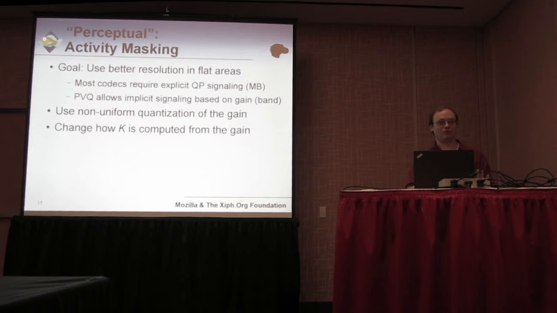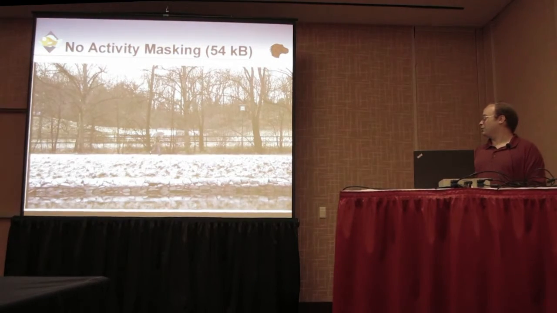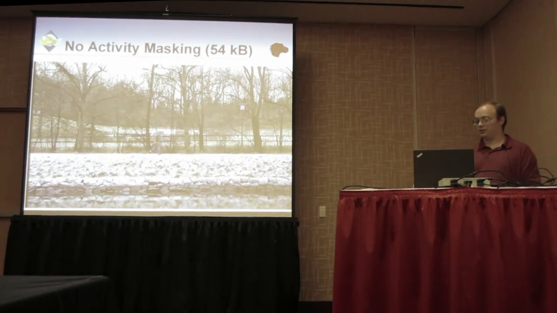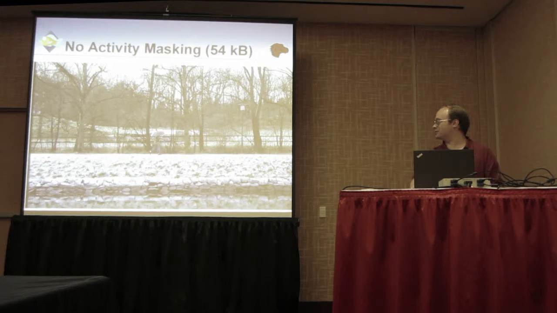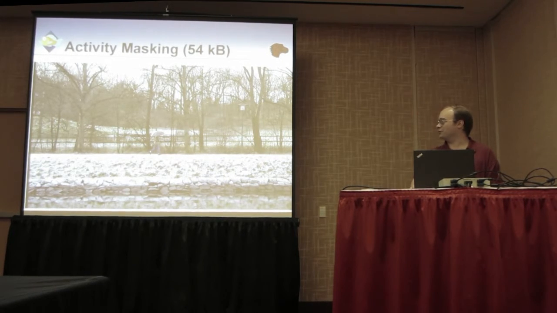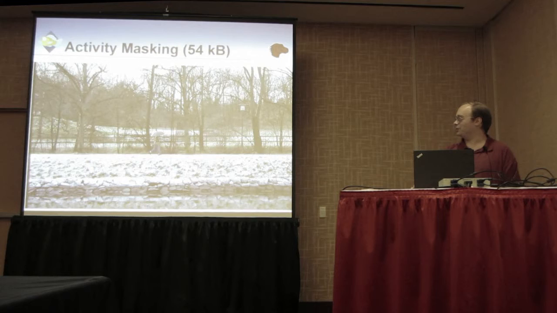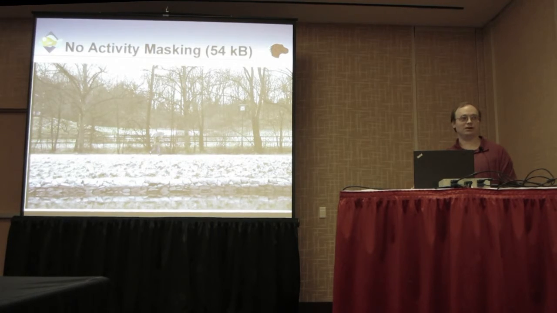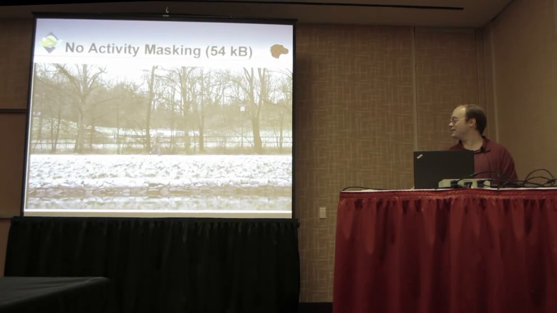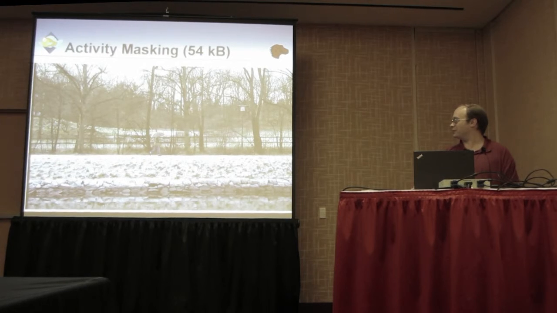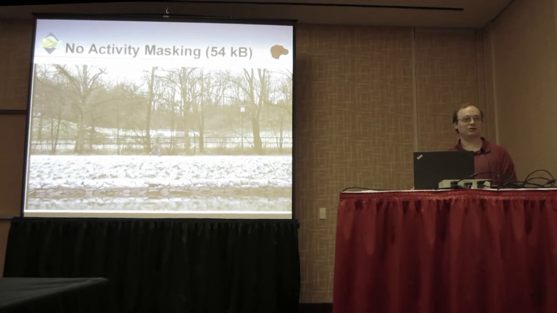The details of how all that works are described in the paper, but I don't have time to go through that here. So hopefully this comes out to the people in the back. But this is an example image coded without activity masking, and the same image coded with activity masking. These two are the same size, but if you look in the background of the trees, you can see the one with activity masking has a lot more detail, it's a lot less washed out. I'm not sure how clear that comes out to you guys.